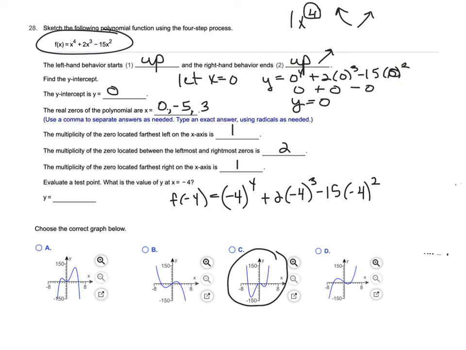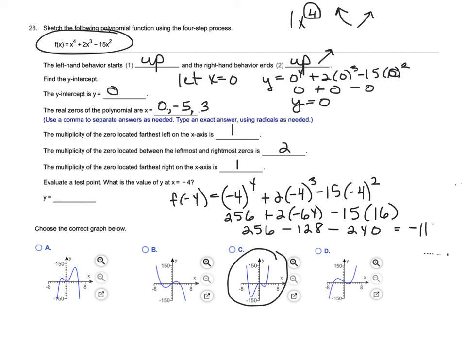So -4 to the 4th is 256. Let's see, -4 cubed is -64. And then we know -4 squared is 16. So we have 256 minus 128 minus, and 15 times 16 is 240. So if you add and subtract all that together, you get -112. So that's your answer. Okay, and once again, when you get to this part, you can choose your graph.